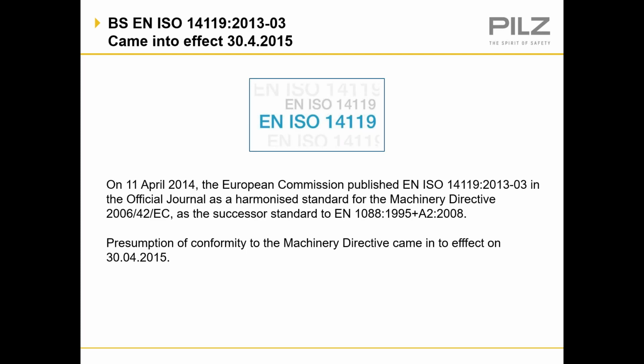BS EN ISO 14119 came into effect on the 30th of April 2015. On the 11th of April 2014, the European Commission published EN ISO 14119 in the official journal as a harmonised standard of the Machinery Directive, and as a successor to the previous standard, which was EN 1088. You can assume presumption of conformity to the Machinery Directive came into effect on the 30th of April 2015. So the standard is relevant to anyone that manufactures interlocking devices or uses interlocking devices, so OEMs and end users.